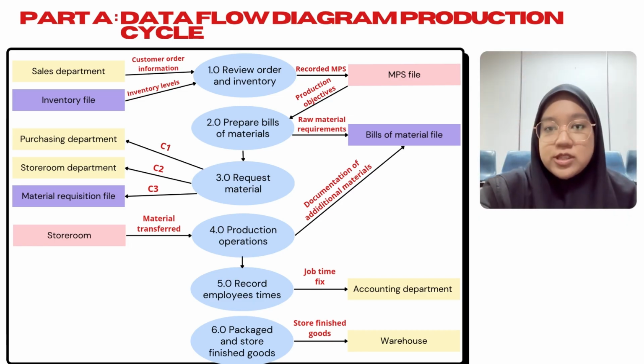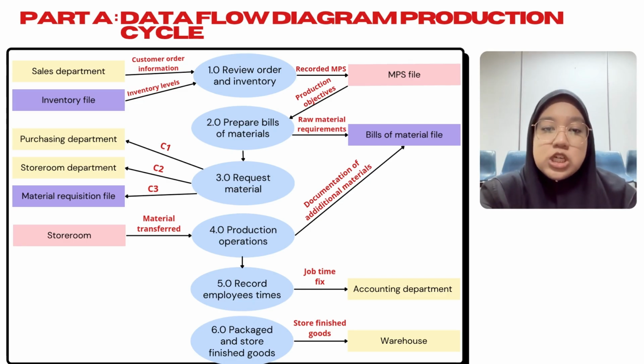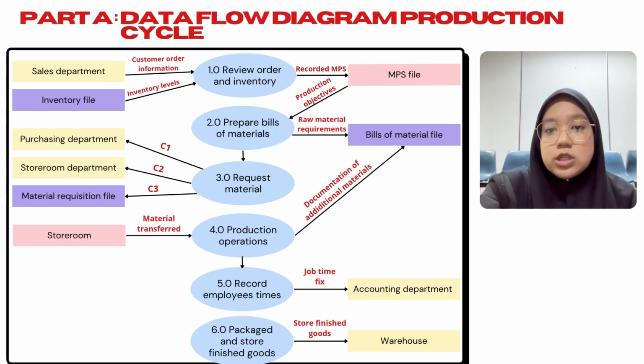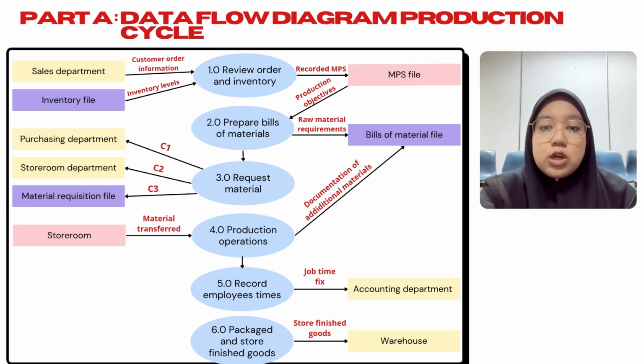Now, we move to process 3, request material. After the system calculates the raw material needed from the bills of material, it must request the material for production at AISHA Textile. This is done by creating 3 copies of the material requisition form. The first copy is sent to the purchasing department. This lets the purchasing team know what materials are being used so they can plan future orders from suppliers.